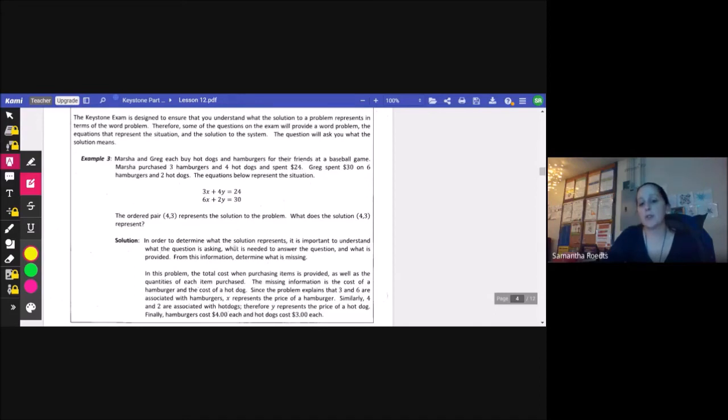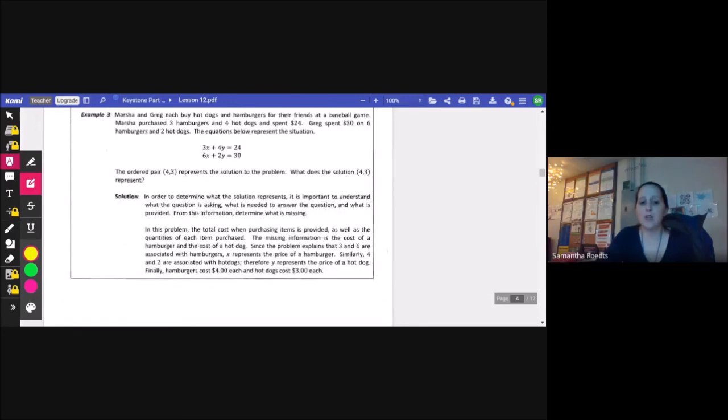In order to determine what the solution represents, it's important to understand what the question is asking, what is needed to answer the question, and what is provided. From this information, I determine what's missing. In this problem, the total cost when purchasing items is provided, as well as the quantities of each item purchased. The missing information is the cost of a hamburger and the cost of a hot dog.